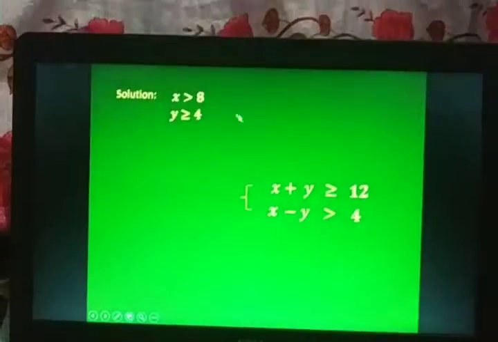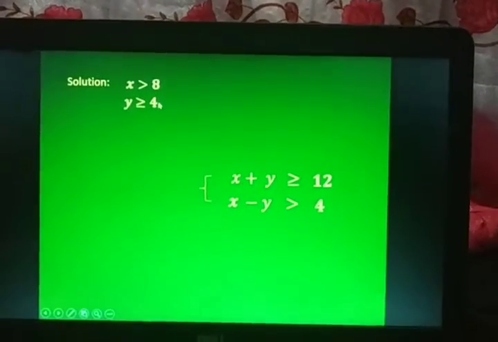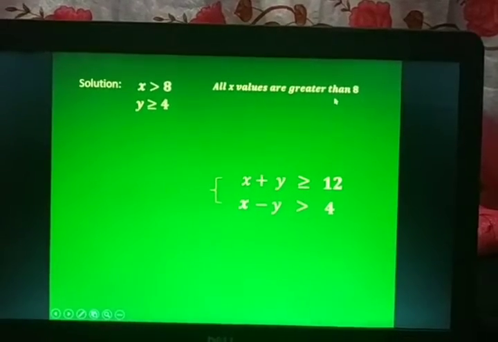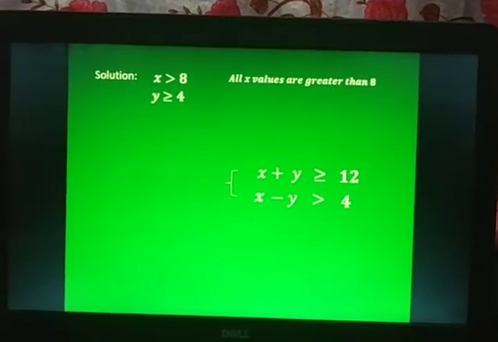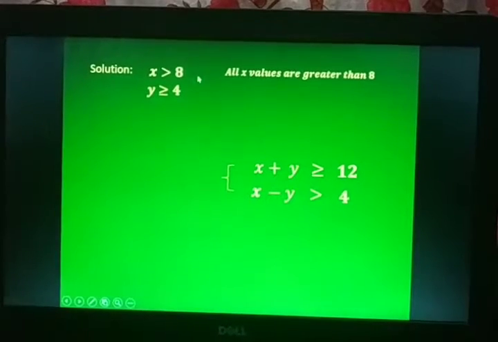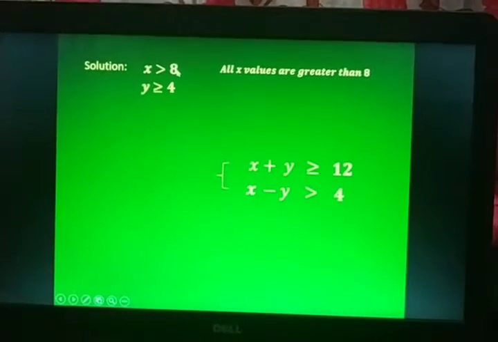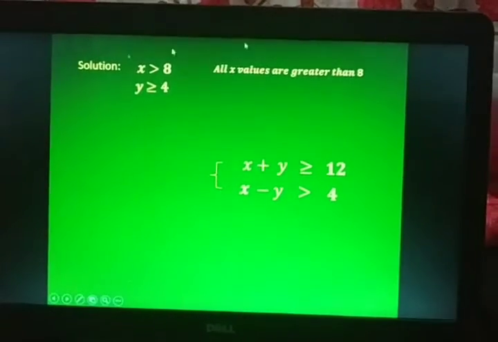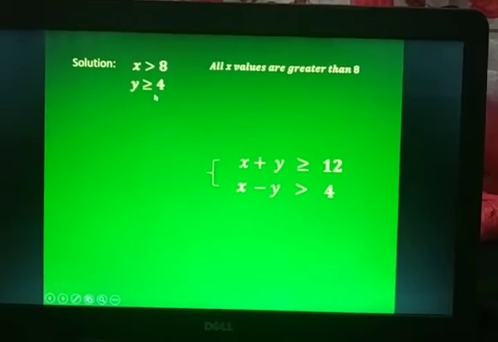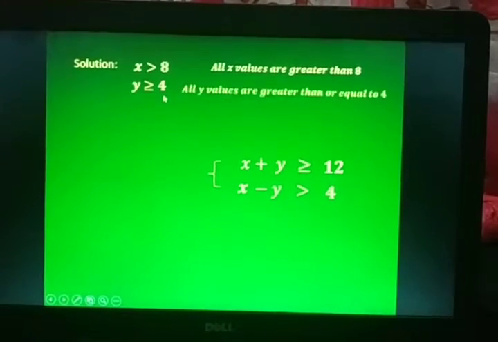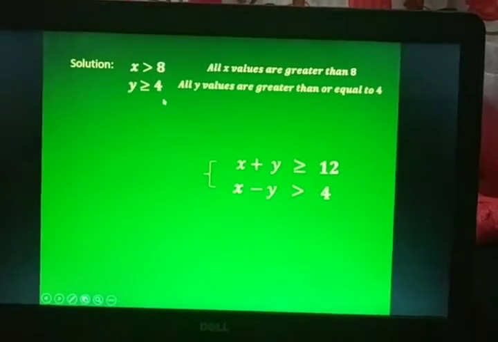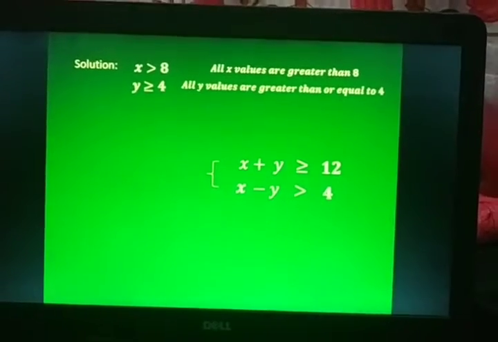Okay, let me copy them. There. Here are the solutions. X is greater than 8, which means all x values are greater than 8. Starts with 9, 10, 11, 12, 13, and so on and so forth. Again, mas taas sa 8 kay x is greater than 8. So, you will not have a value there nga 8 and below, which means taas dapat. Next, so y naman. Y is greater than or equal to 4. All y values are greater than or equal to 4. It starts with 4 kag taas pa. So, 4, 5, 6, 7, 8, and so on and so forth.